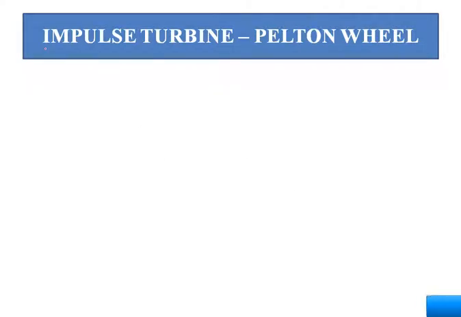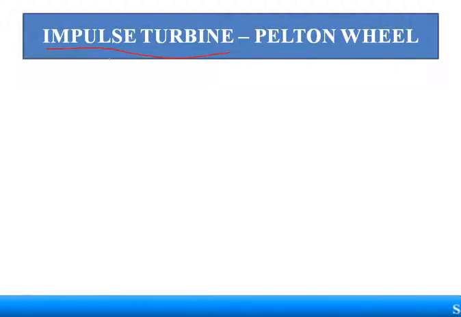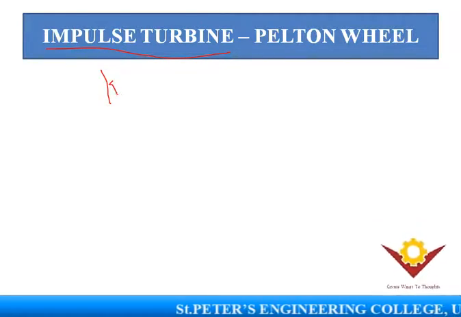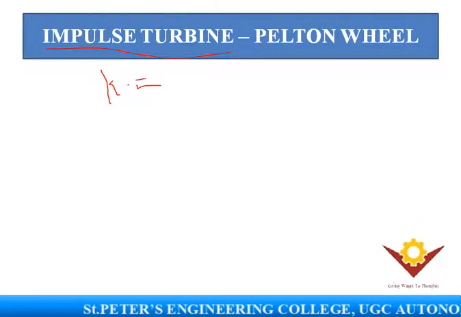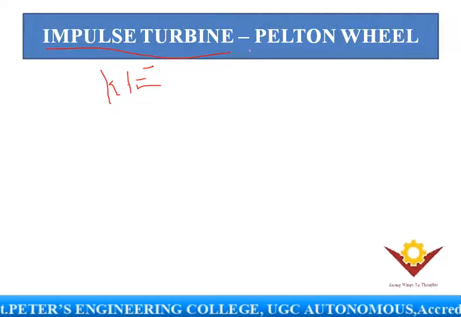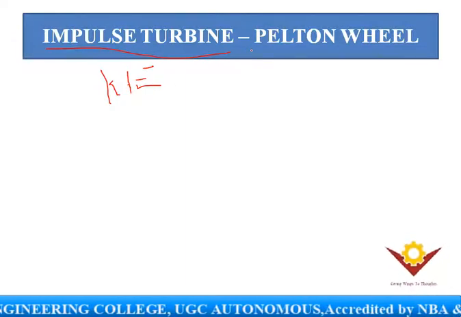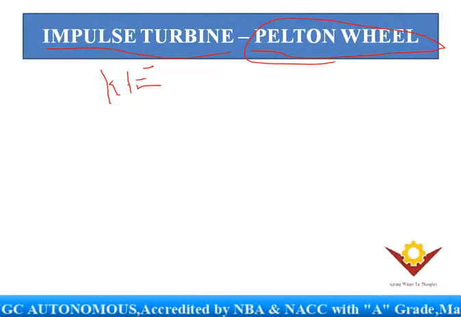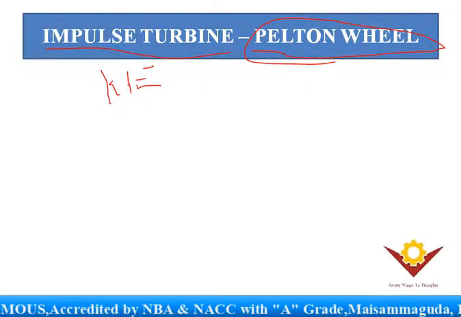We'll see impulse turbines in this session. First, what is an impulse turbine? The energy inlet for the impulse turbine is kinetic energy, and the Pelton wheel is one of the impulse turbines.